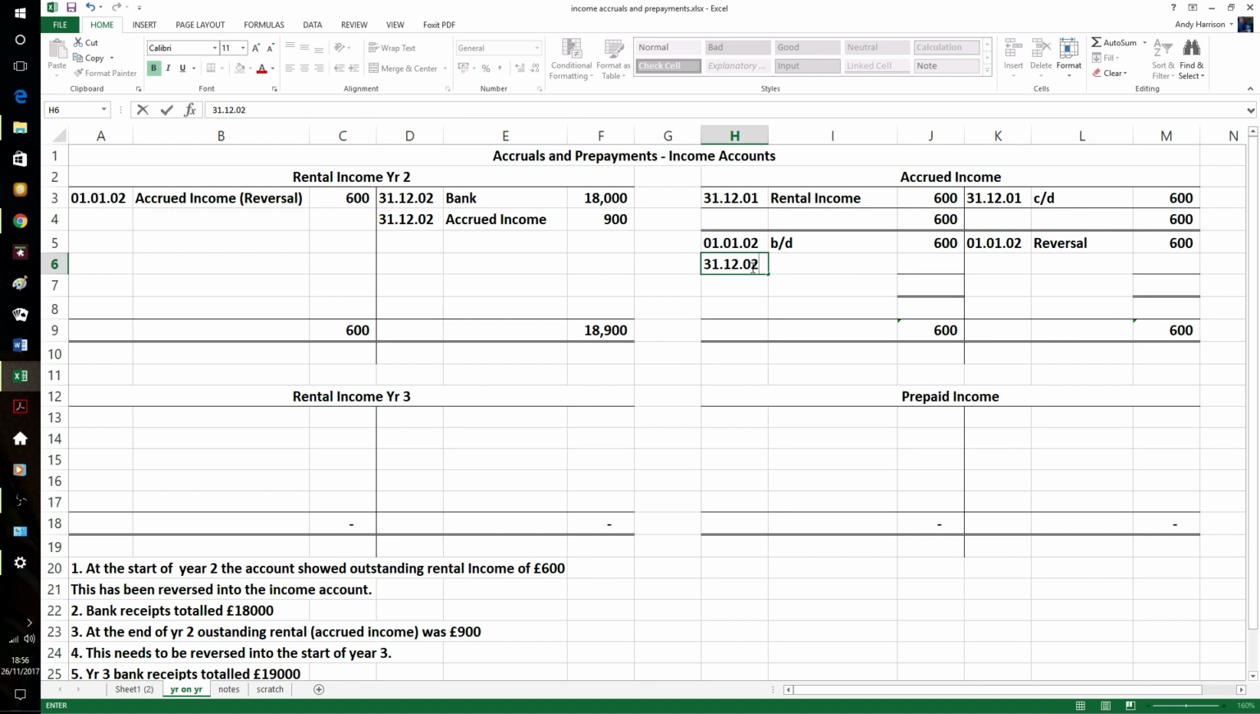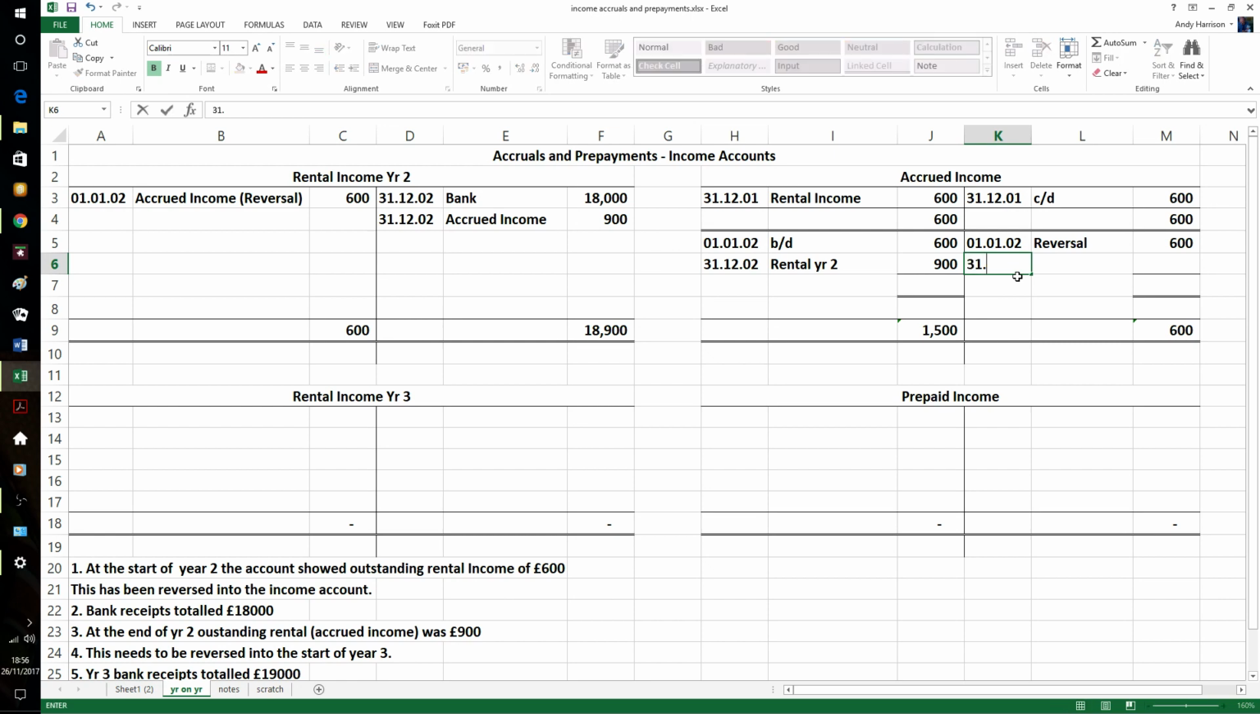Get the years right. That's rental from year 2. Just giving it a different name to differentiate. That's the £900. One credit entry, one debit entry, and then reverse into the start of year 3.